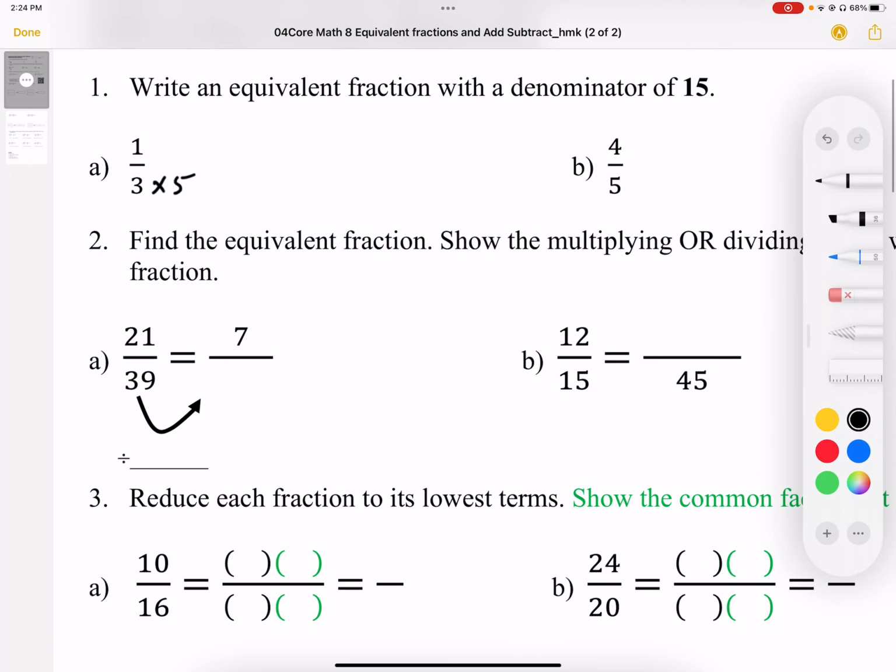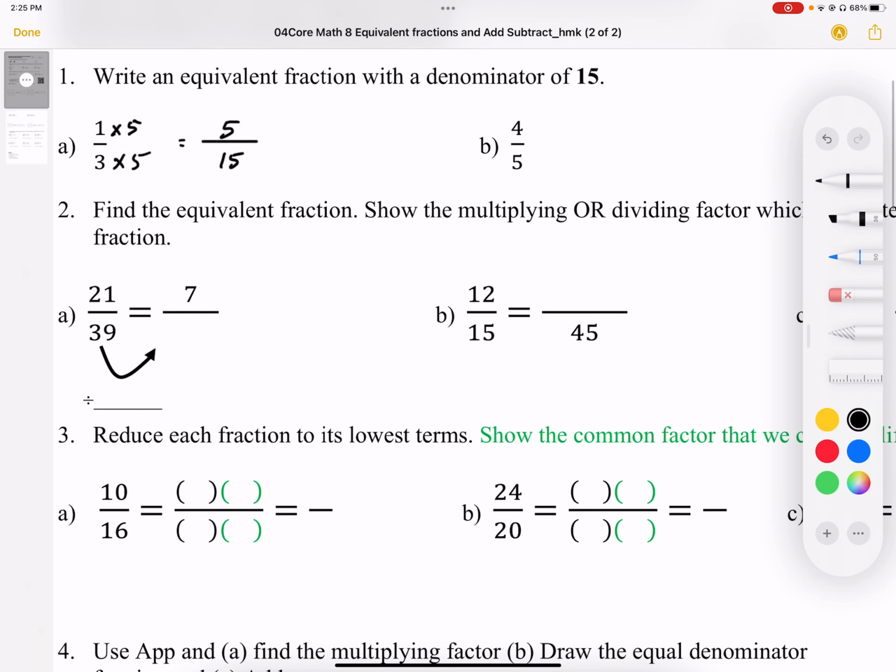So we're going to show our times 5 like this. That's going to give us a 15 in the denominator. But if we times 5 on the bottom, we have to do that on the top to keep that fraction balanced. The equivalent fraction is going to be 5 over 15.